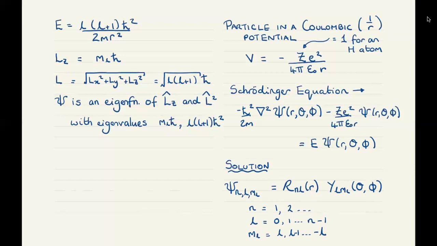So again, these Y functions are the spherical harmonics, which we can go and look up. And these R functions, we can also go look up. They're related to what are called the associated Laguerre functions. So just for interest, I made a list of these associated Laguerre functions. Let's look at the first one, which has n equal to 1 and L equal to 0.